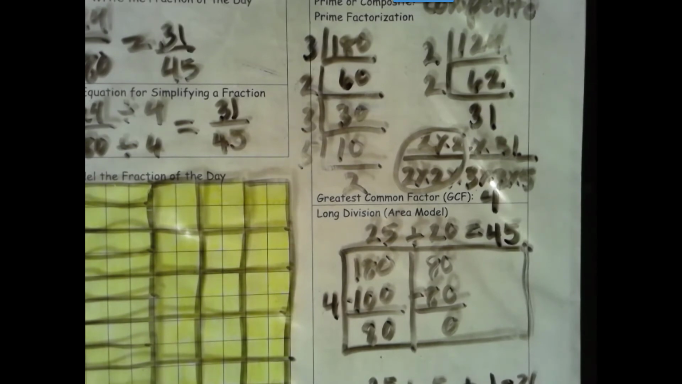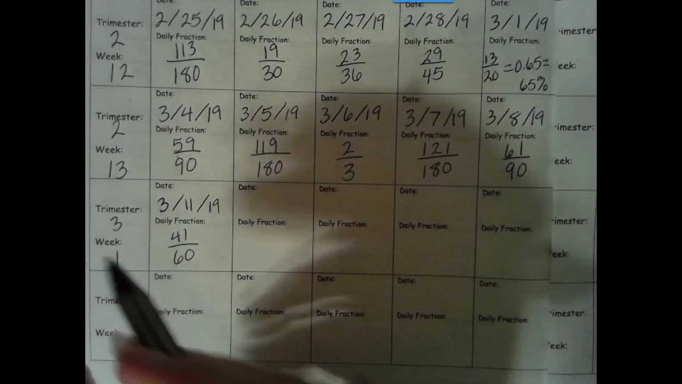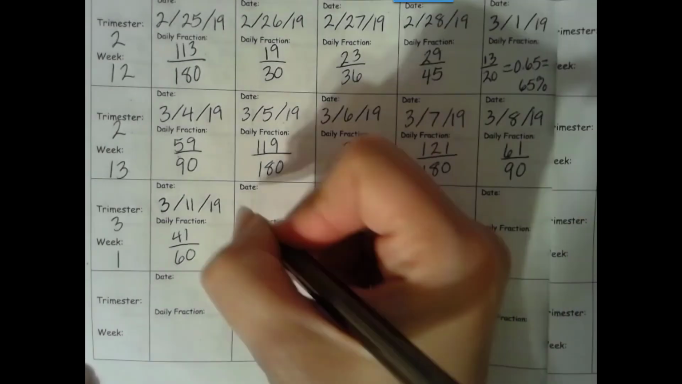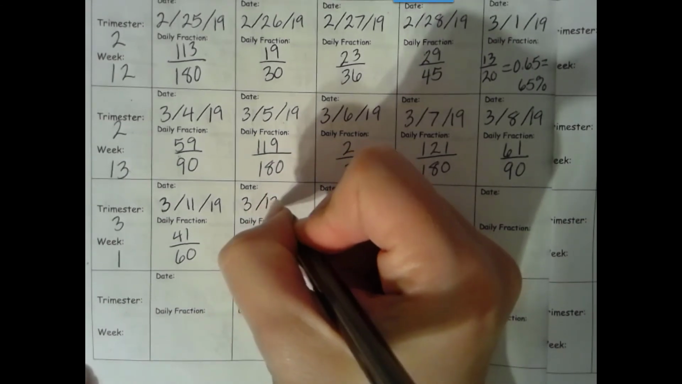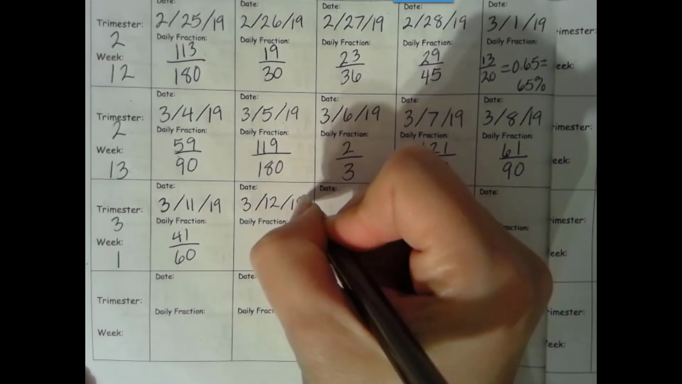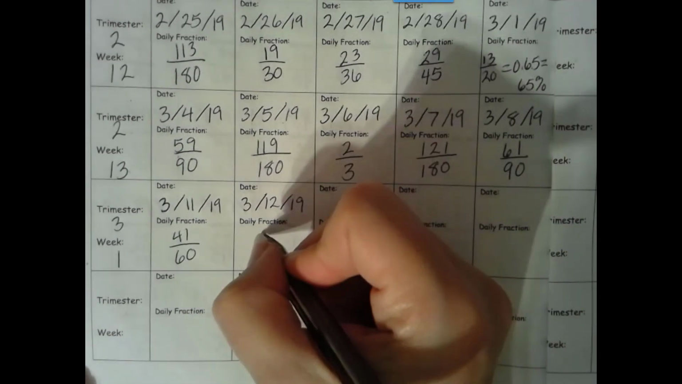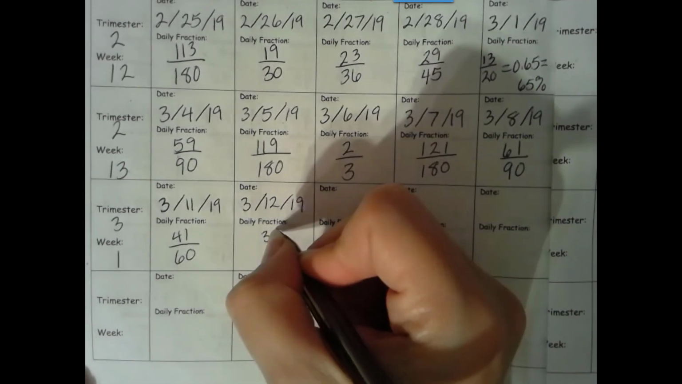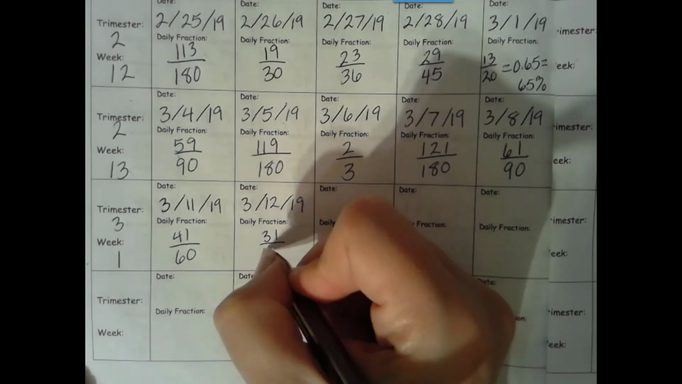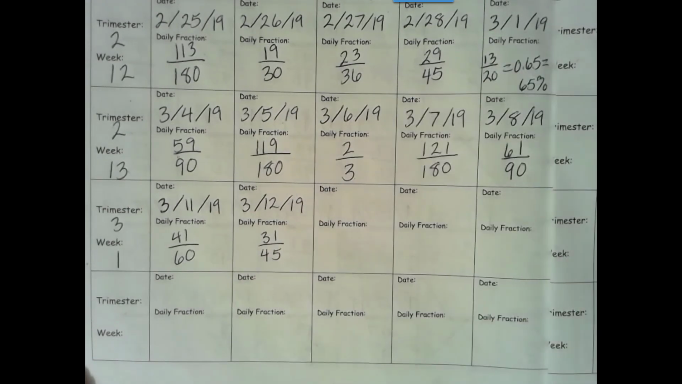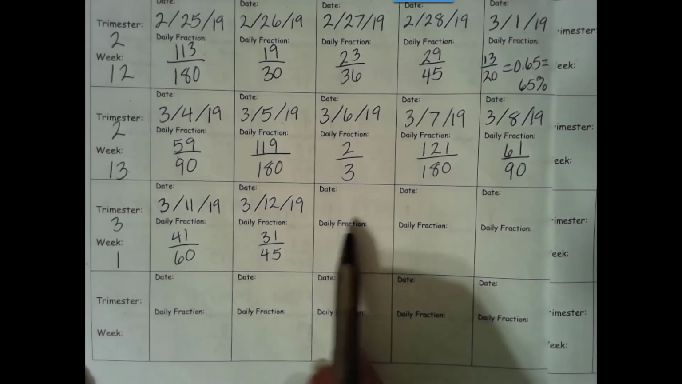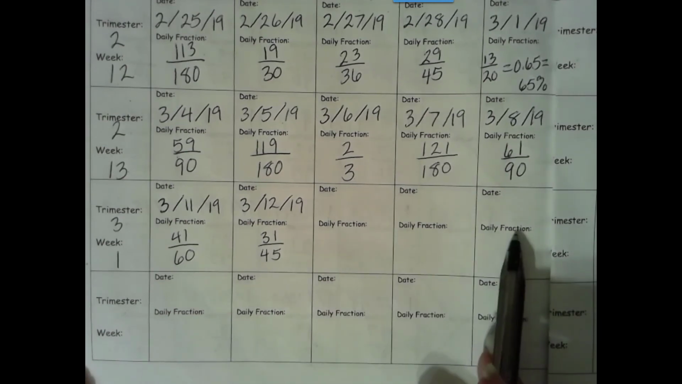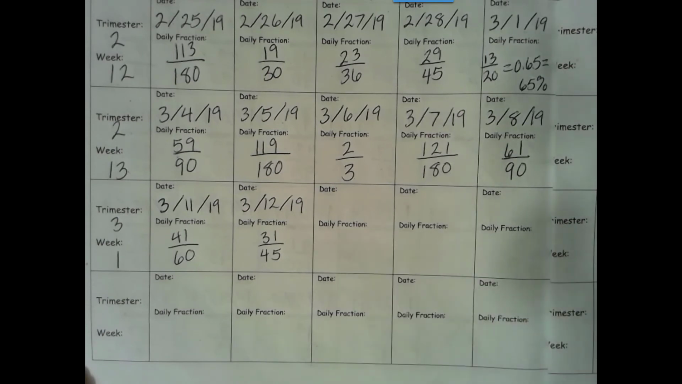Okay, let's go ahead and fill in our data collection page. Alright, trimester 3, week 1, today's date, 3/12/19, and our fraction is 31/45. Okay, starting tomorrow, we have minimum days the next 3 days. So you want to make sure your parents know about that.